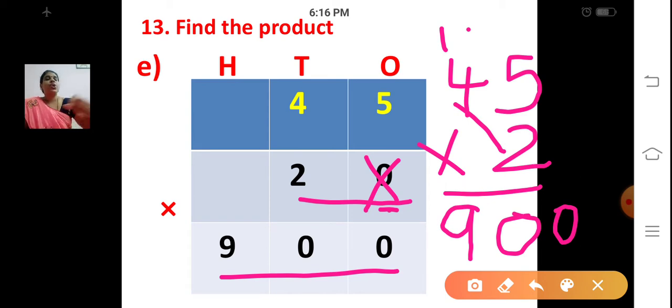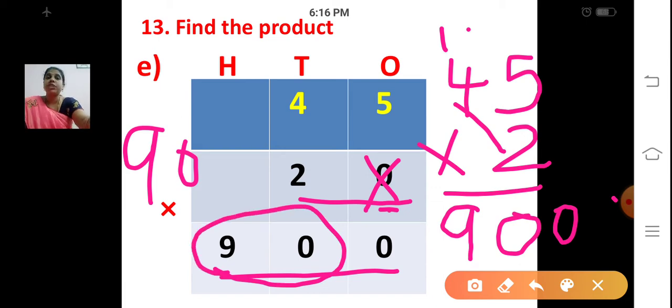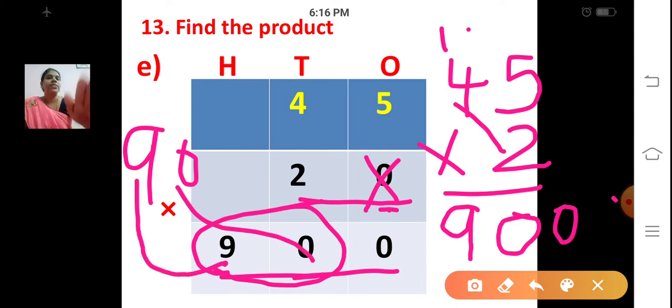Understood, children? So just see this. It's a 2-digit number, 45 into 2 is 90, right? Where do you have to write this 90? You have to write 90 in this place. You have to start from the tens place. Why do we have to start from the tens place? That you will learn in the further classes. The thing is, 2 is in which place? It is in the tens place. So you have to start by writing 0 in the tens place and 9 in the hundreds place, and then write that 0 at the last.